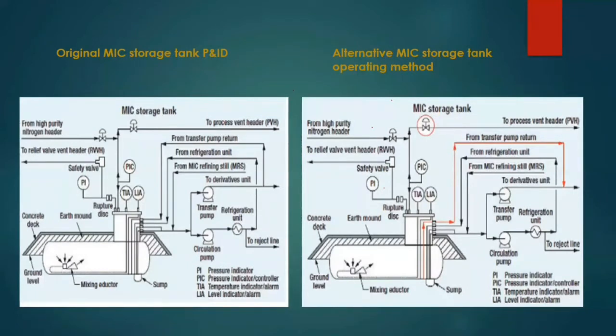Also, a nitrogen blanket was used to maintain slight pressure inside the MIC storage tank while purging MIC vapor into the process vent heater.